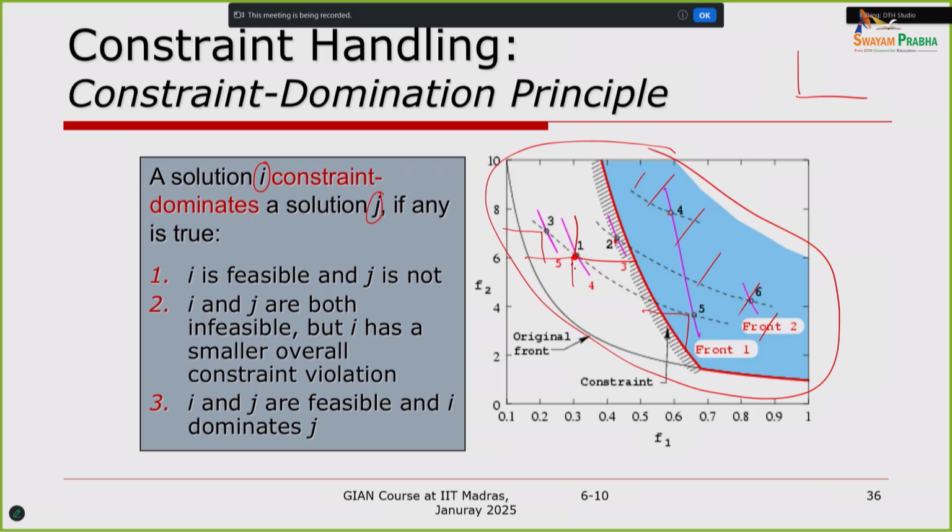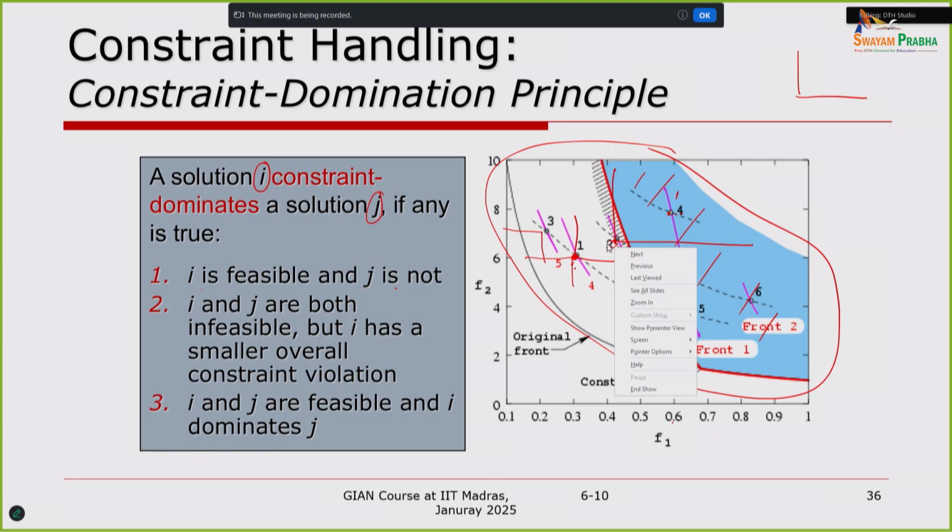Here 1 will dominate 2 if 1 is feasible and 2 is not. That means if this is my 1 and this is my 2, then 4 dominates 2, although in the objective sense 2 dominates 4 because 4 lies in the first quadrant of 2. But now constraint is important. This is feasible and this is not. So I say 4 dominates 2 simply because 4 is feasible and 2 is not.